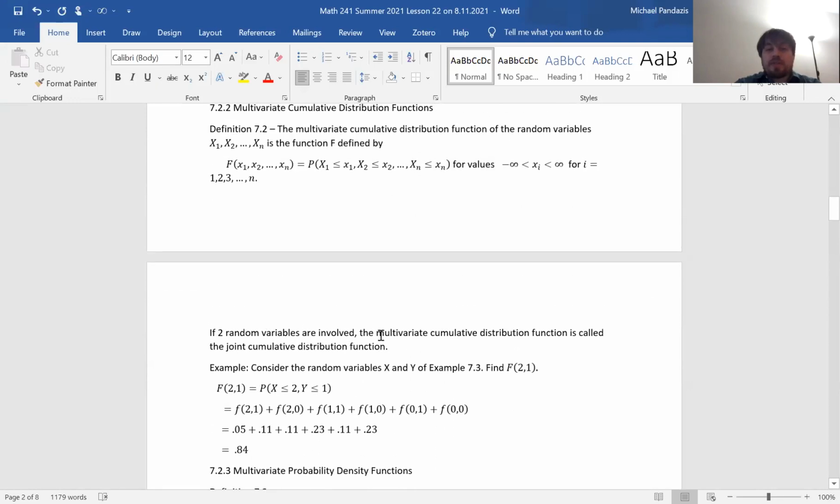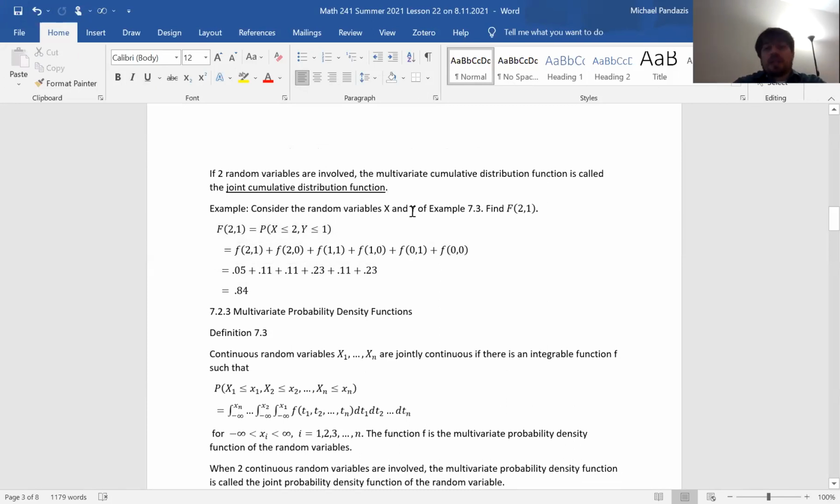If two random variables are involved, the multivariate cumulative distribution function is called the joint cumulative distribution function. So I'll underline this. When the word joint is there, that means that there are exactly two. The joint cumulative distribution function is just a multivariate cumulative distribution function where there are two random variables. Multivariate in general could be 3, 4, 5, 6, 7, 8, 100, 1,000. Even 2 would still be a multivariate one. The word joint just makes it very specific that there are two of them.